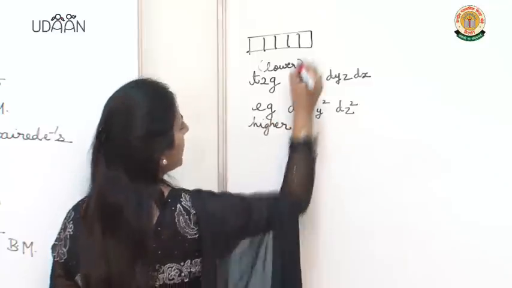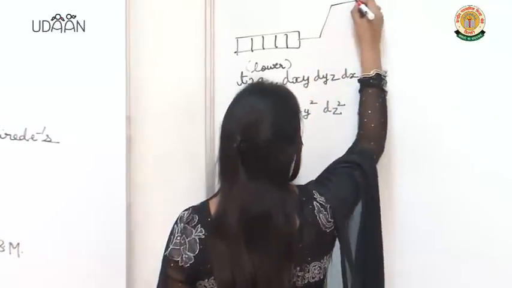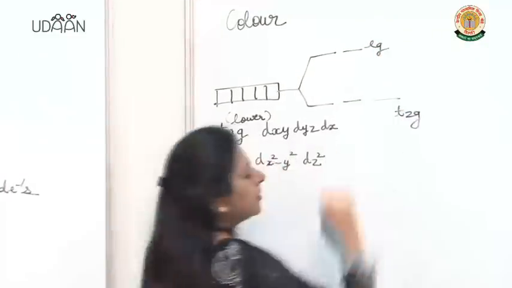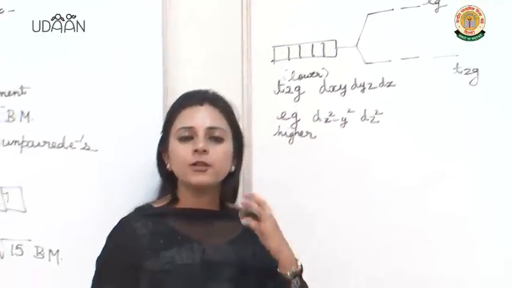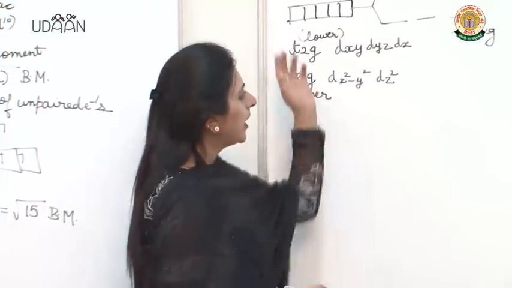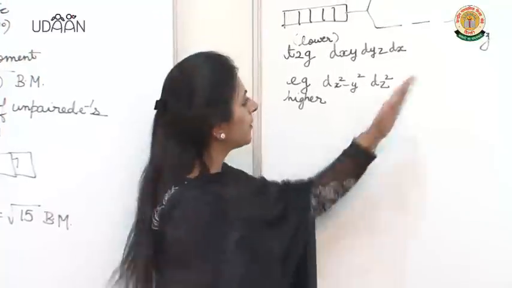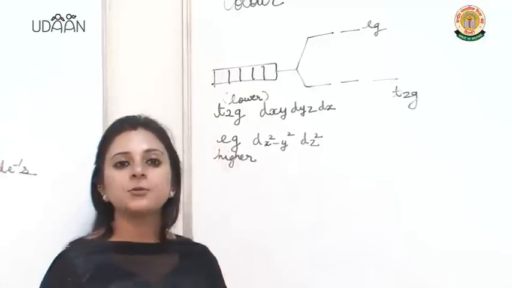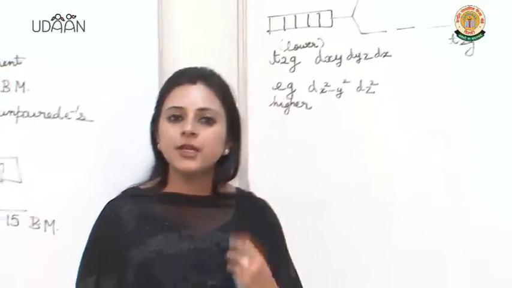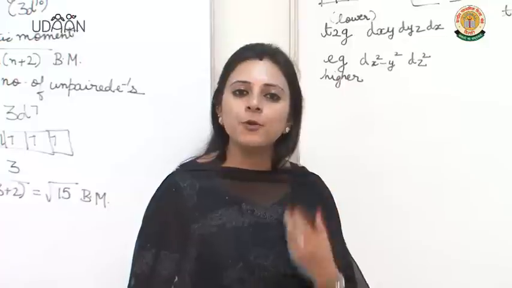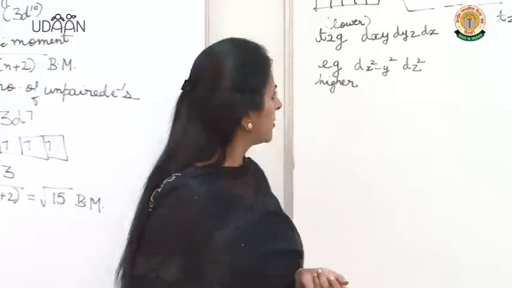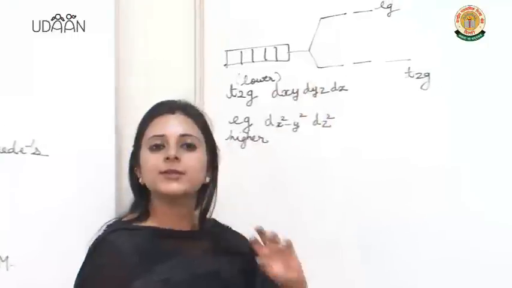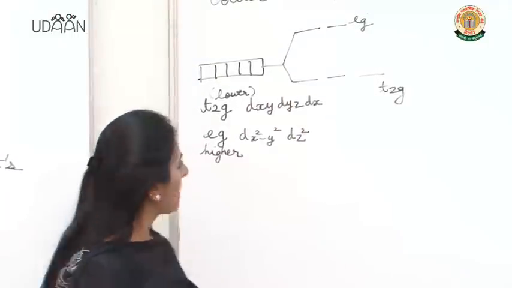So how does the splitting take place? Its splitting takes place like this, T2g and Eg. Now when light falls on the surface of a transition element, excitation of an electron takes place from T2g to Eg, and this transition is known as d-d transition, which takes place from an orbital of lower energy to an orbital of higher energy, and this splitting is known as crystal field splitting.